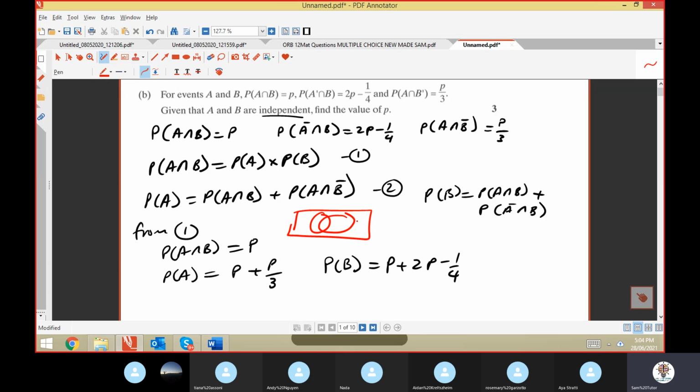So imagine the big circle here on the right is A. To find A, it would be this bit here, and the bit that is A but not B, which is this bit here. That whole thing is A. So that's all it says. You guys will see it like that, so you need to be aware of it like that as well. And the same thing with B. And then I just put it in. Probability of A and B is P. Probability of A is P plus P over 3. And probability of B is P plus 2P minus a quarter.